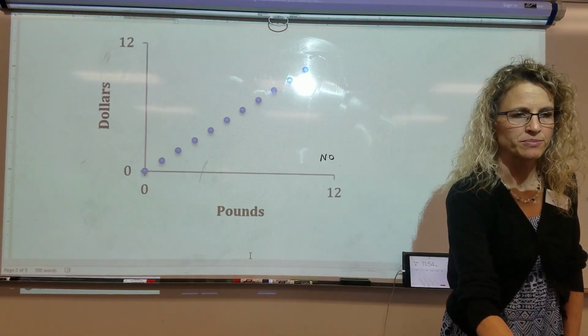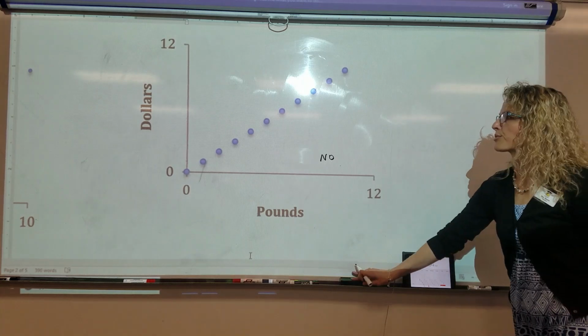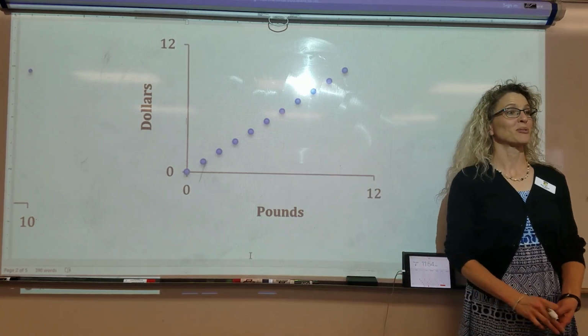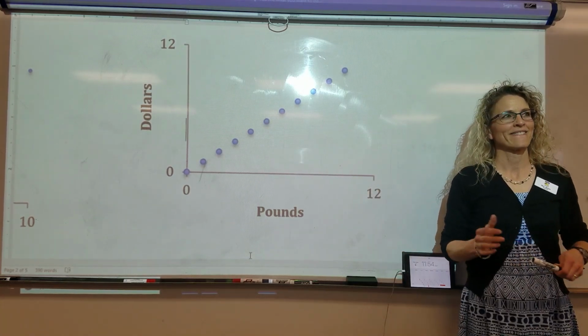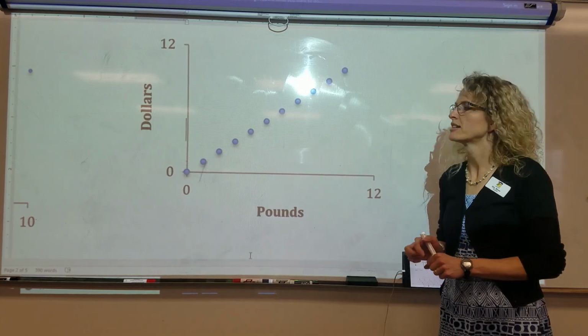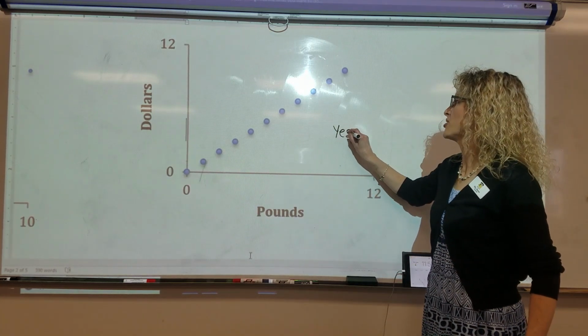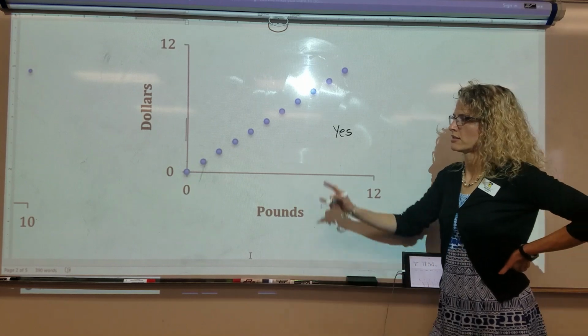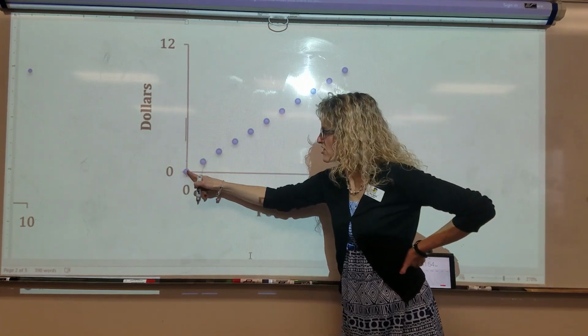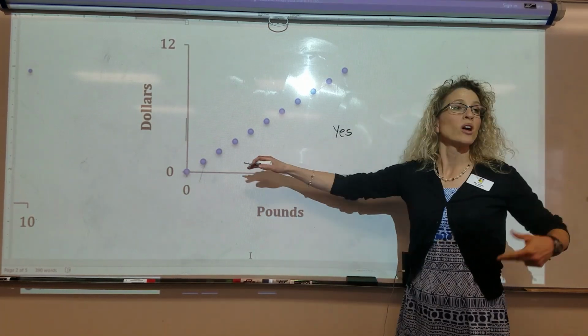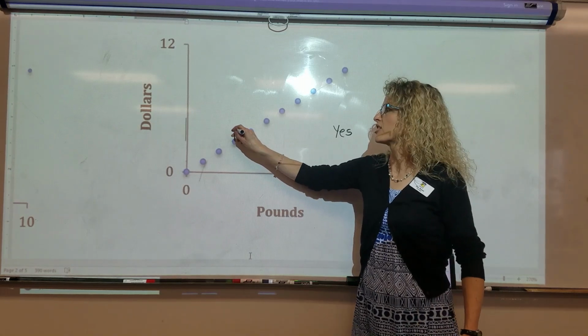How about this one? Is this one proportional? Lexi? Yes. She says yes. Why? Give me all the evidence. Because it goes to the origin and it's straight. Goes to the origin, it's a straight line. As one increases, the other increases at a constant rate.